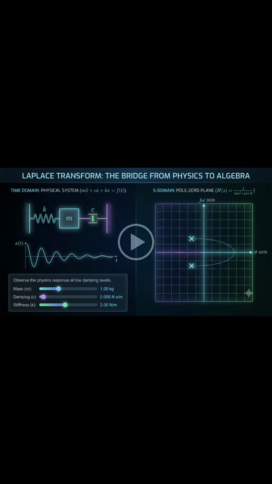Welcome. Today we are looking at the fundamental DNA of physical systems, the mass spring damper. What you see is not just a block moving in 3D space. It is a physical manifestation of a second-order differential equation. Through the lens of the Laplace Transform, we turn these complex, time-dependent oscillations into simple algebraic relationships.